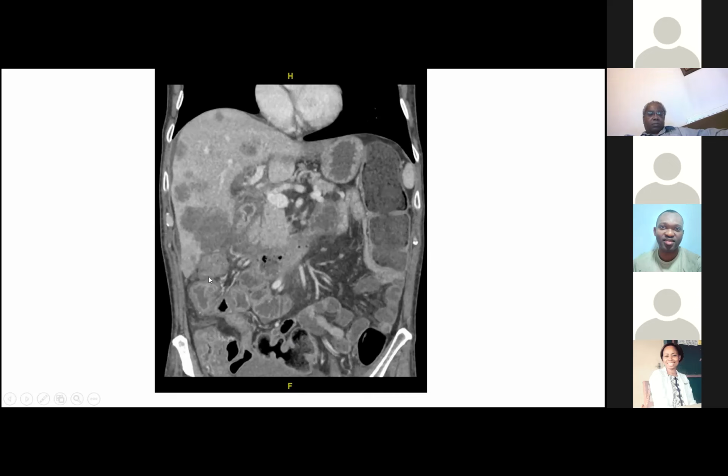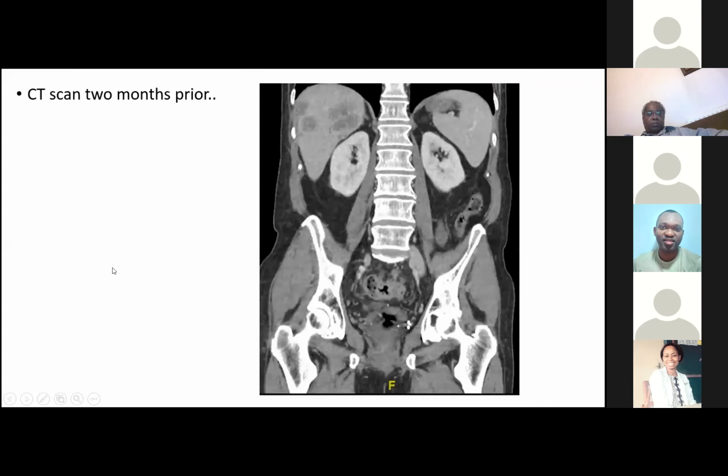So CT gives you that ability to show not only where the level of obstruction is, but also gives you further information, which can be useful in terms of determining what to do next. Because a patient with a large bowel obstruction with a small tumor, in terms of management, the treatment considerations will be different to someone who's got a more advanced tumor and widespread metastatic disease. So it is very useful to get the CT scan done. I mean, this patient, this was a scan done 2 months before the one I showed you previously.